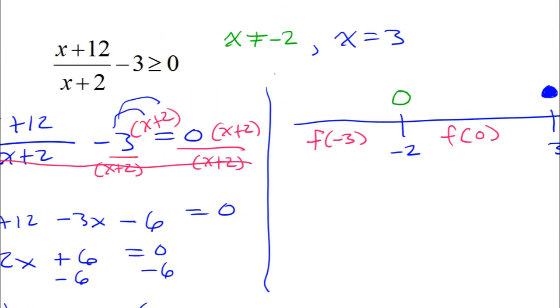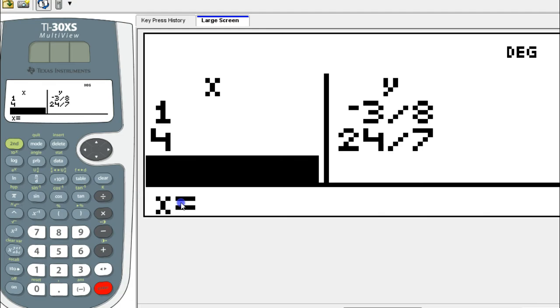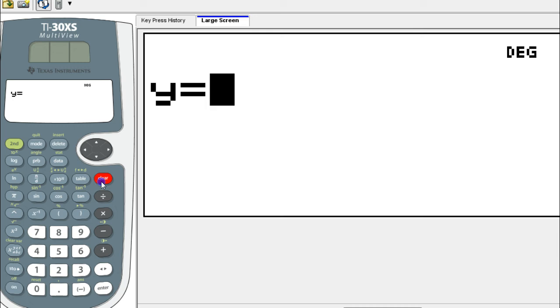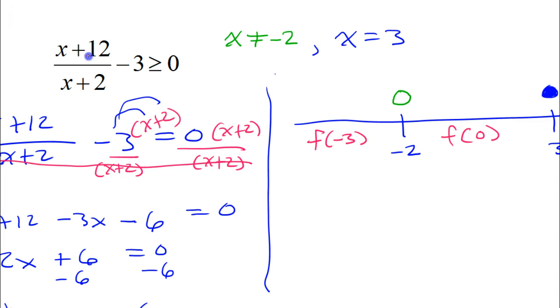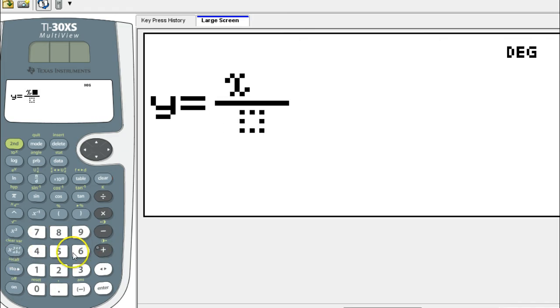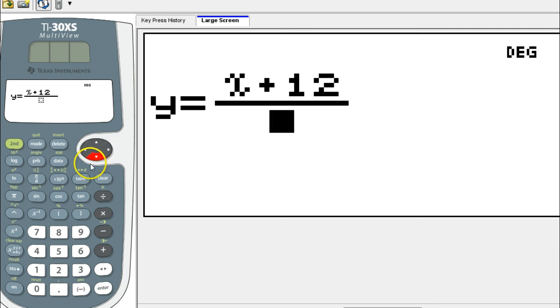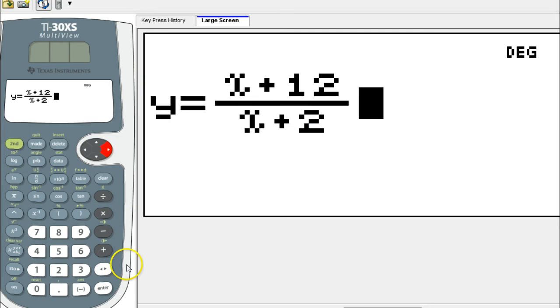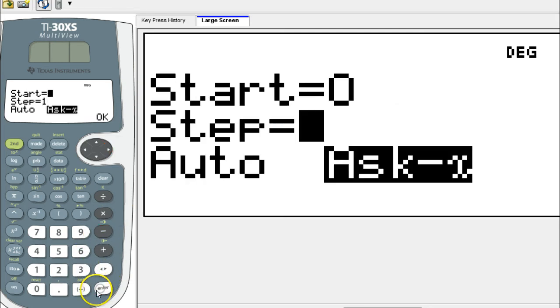Now I'm going to use my calculator to help me evaluate this. Okay, so let's just clear that out. And we're doing x plus 12 over x plus 2, and then minus 3. All right, make sure you're in Ask X mode.